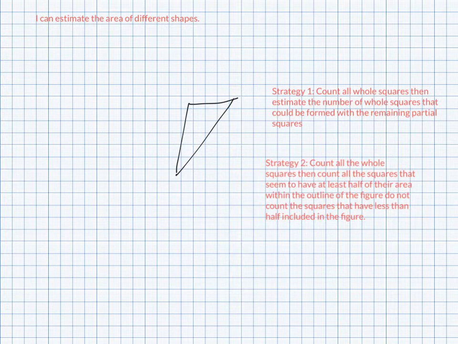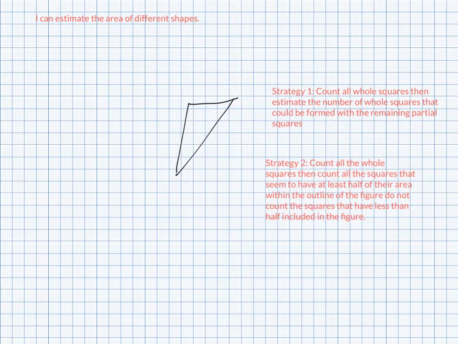So what I mean by that is there are 1, 2, 3, 4 total squares that are completely included in the triangle. But there are also 1, 2, 3, 4, 5, 6, 7, 8, 9, 10, 11, 12, 13 partials. So I would have to count all of the leftovers or the partial squares to see if I could combine them to make a whole square.